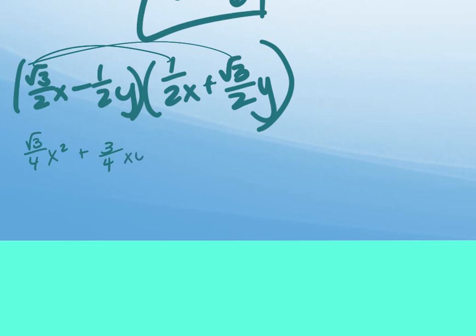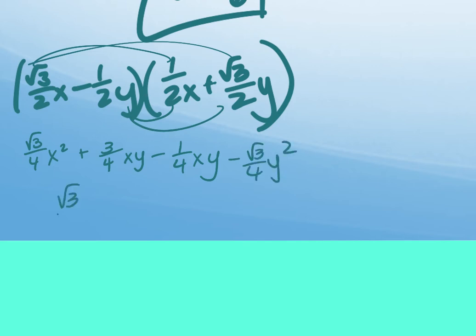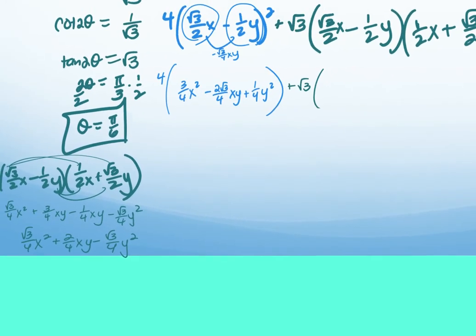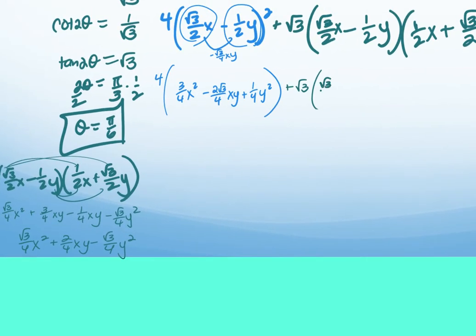3 over 4 xy minus 1 over 4 xy minus root 3 over 4 y squared. So I get root 3 over 4 x squared plus 2/4 xy minus root 3 over 4 y squared. That's that middle term. Can you say that first? Wait, but why is it x prime sine theta minus y prime cosine?